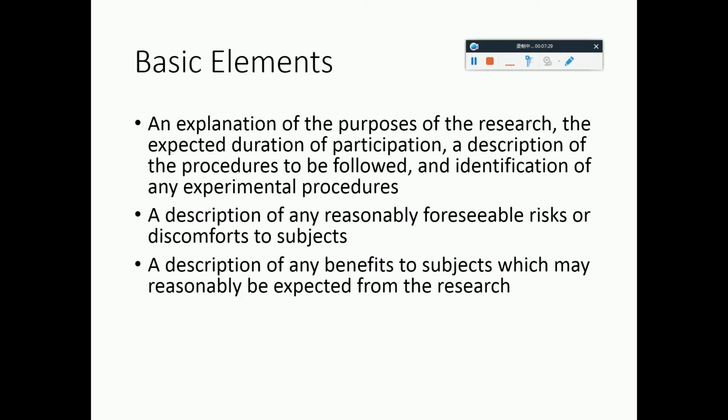A third basic element of informed consent is a description of any benefits to the subject or which may reasonably be expected from the research. In other words, you must let prospective participants compare the potential risks with the potential benefits, so that they can make an informed decision to consent or to reject participating in the research. So you must give prospective participants a reasonable foundation for making decisions.